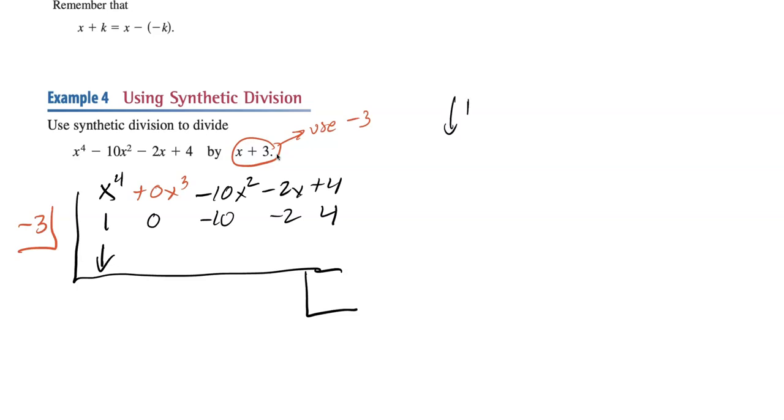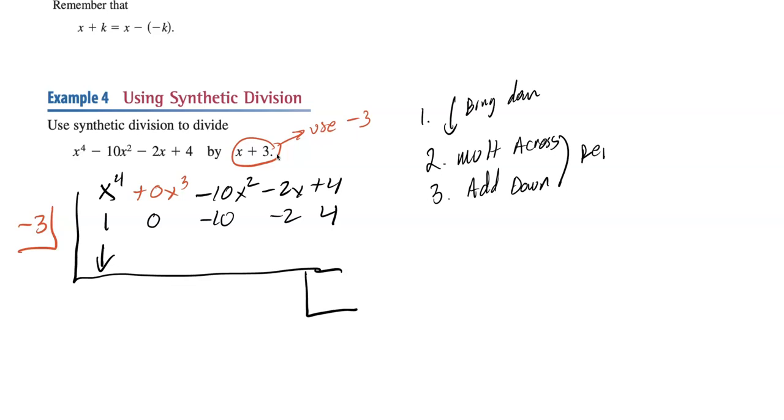You bring down, you multiply across, and then you add down. And then we're going to repeat this process. So that's a process, right? So we bring down the first one. So this is a 1. We're going to multiply across. 1 times negative 3 is negative 3. We're going to put it right here.